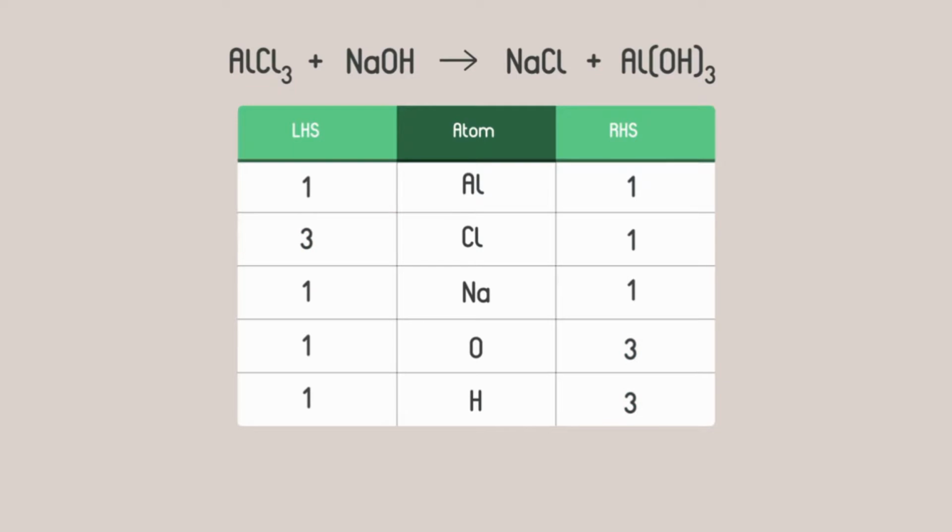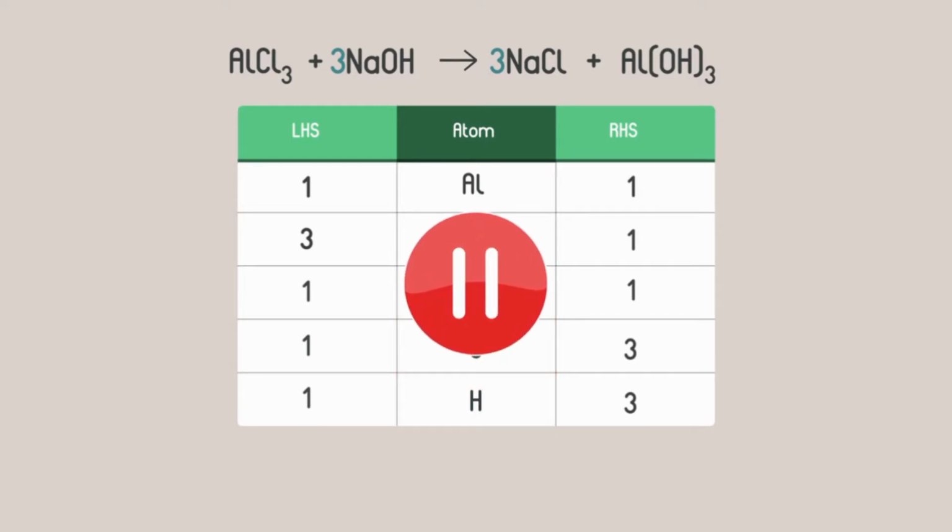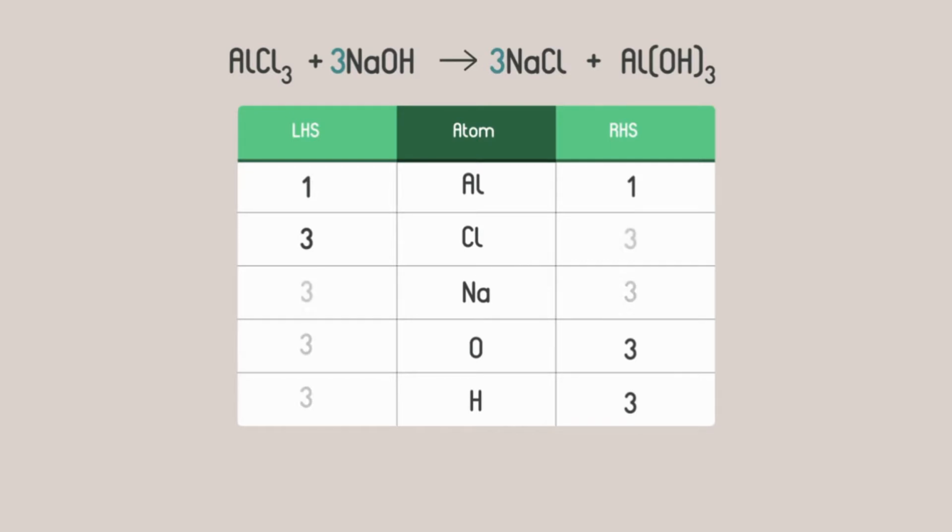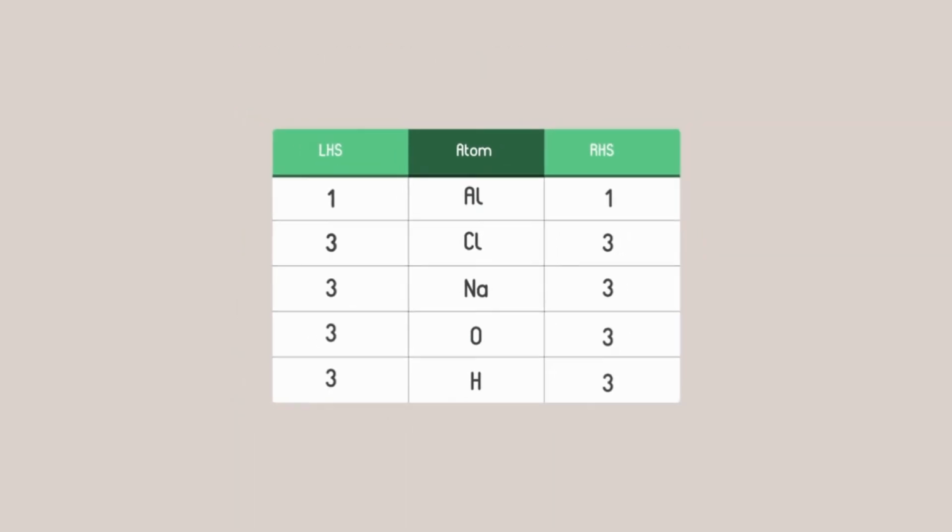So let's multiply the compound containing chlorine on the right by 3 and the compound containing hydroxide on the left by 3. Is it balanced? Pause the video whilst you fill in the table again. What do you get? The equation is now balanced.